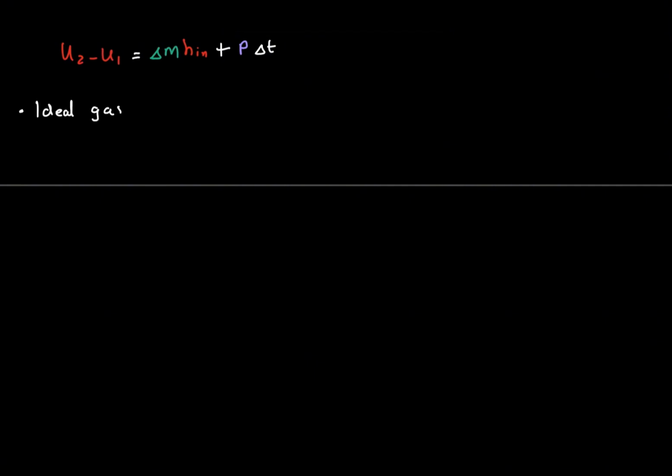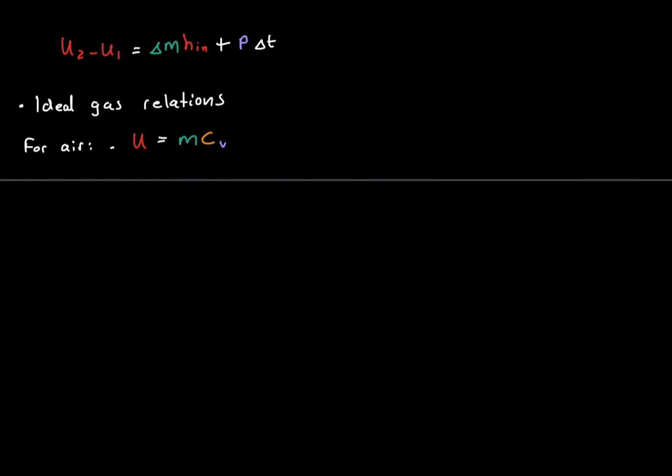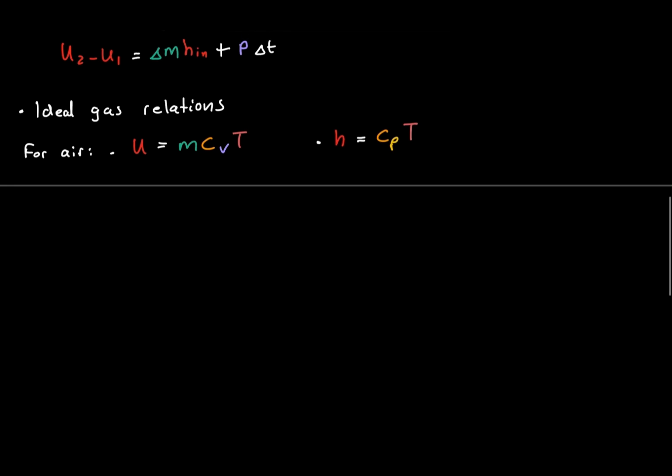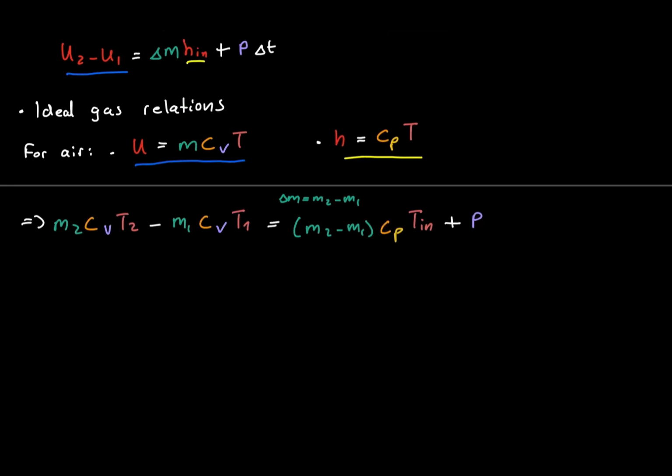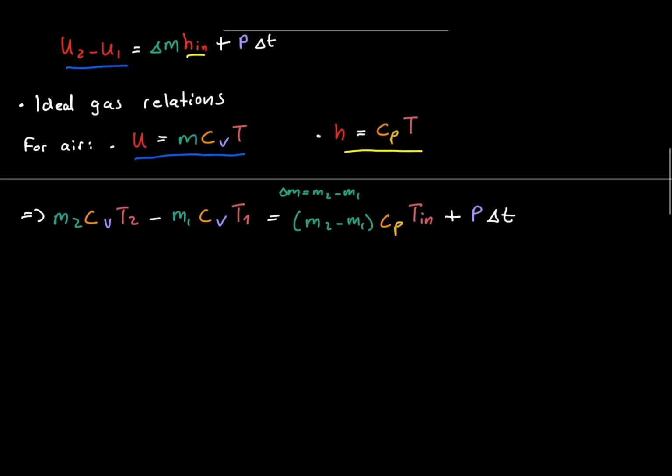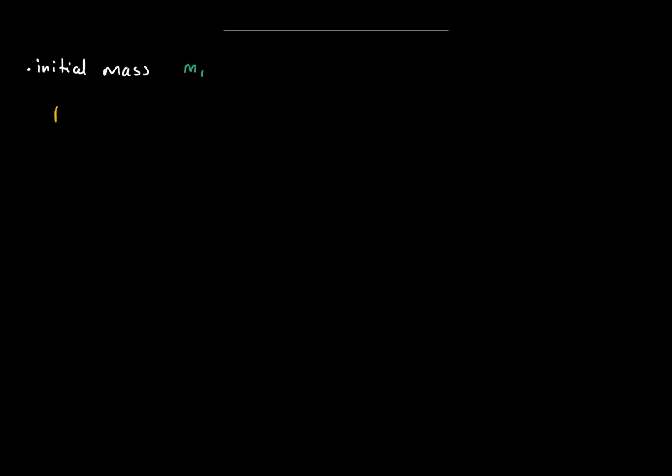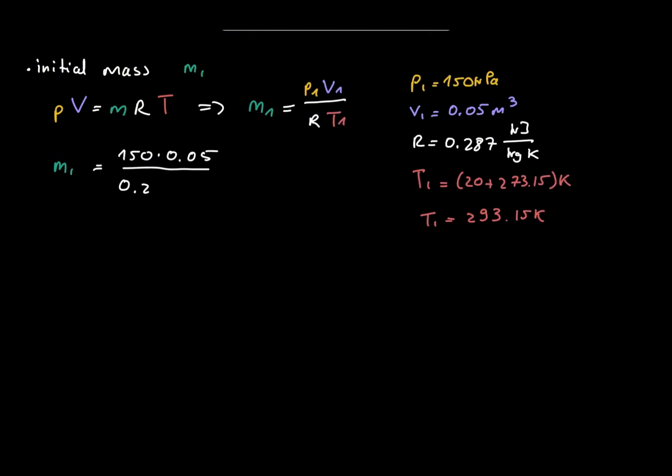Next, we use the ideal gas relations. Internal energy is proportional to mass and temperature. Enthalpy is also proportional to temperature. So, we can rewrite the entire energy balance in terms of mass and temperature. At this point, we also use the mass balance. Now, we compute the initial mass using the ideal gas law. Pressure times volume equals mass times the gas constant times temperature. From this, we calculate the initial mass inside the tank.